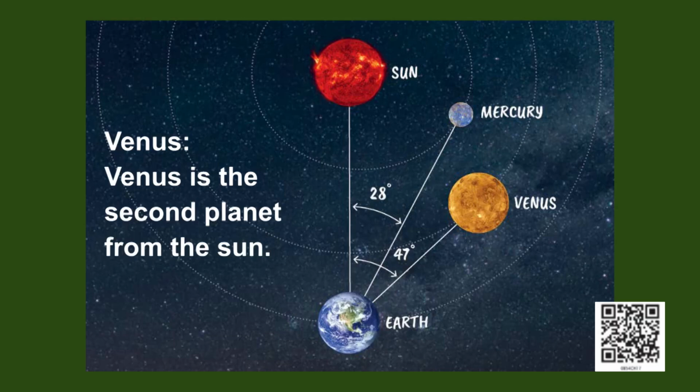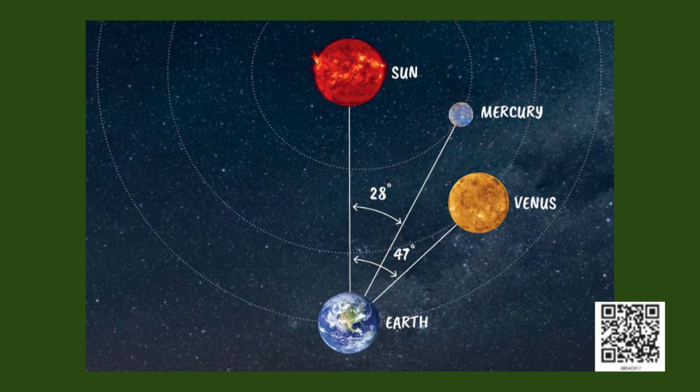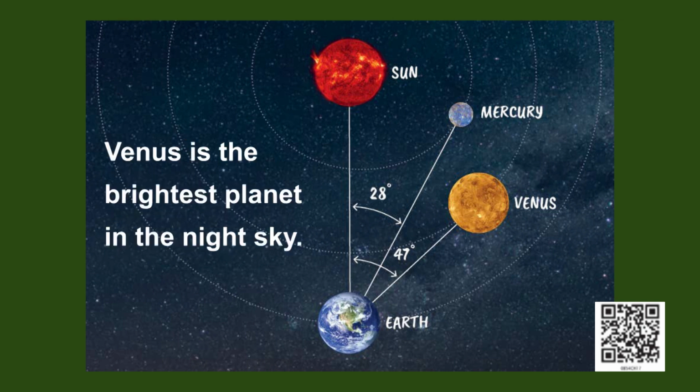Let us now look at the second planet in the solar system, Venus. Venus is also our nearest neighbor, and hence it is one of the brightest planets visible in the night sky.